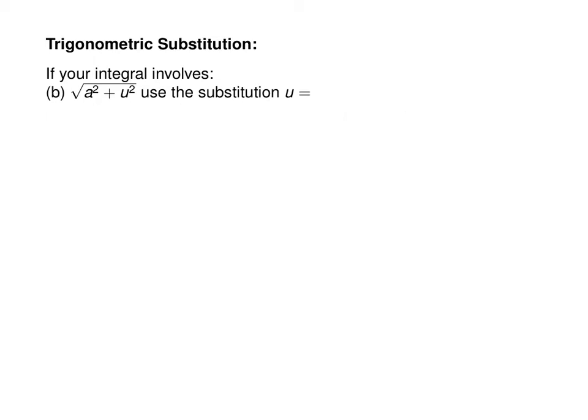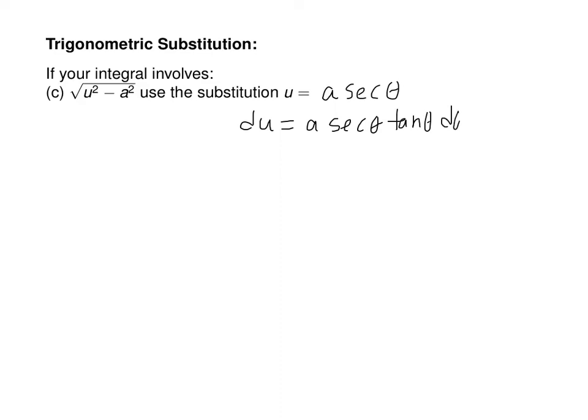If the integral involves a squared plus u squared, we let u equal a tangent of theta, and then du will equal a secant squared of theta, d theta. If we have u squared minus a squared, the substitution you make is u equal to a secant of theta, in which case du is equal to a secant theta tan theta d theta.